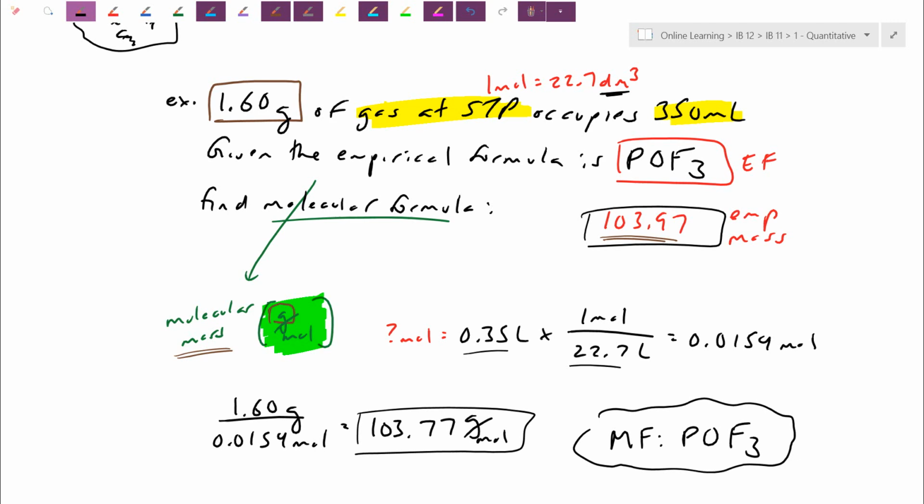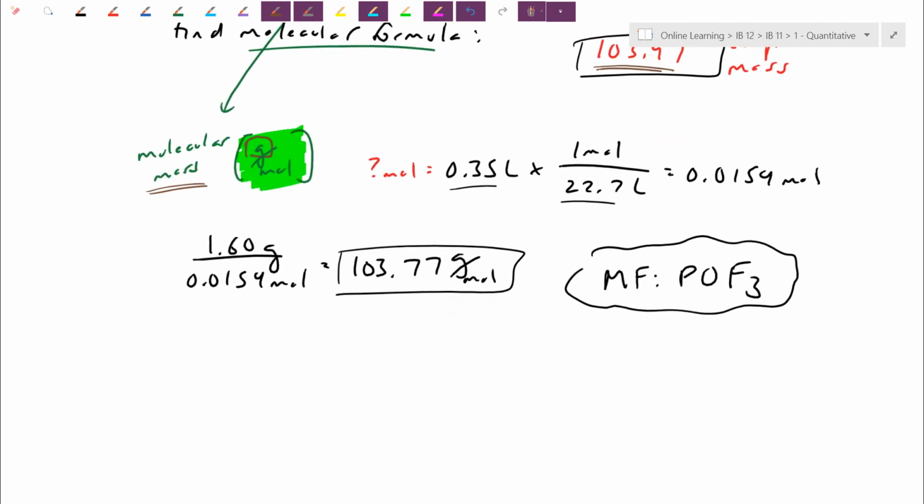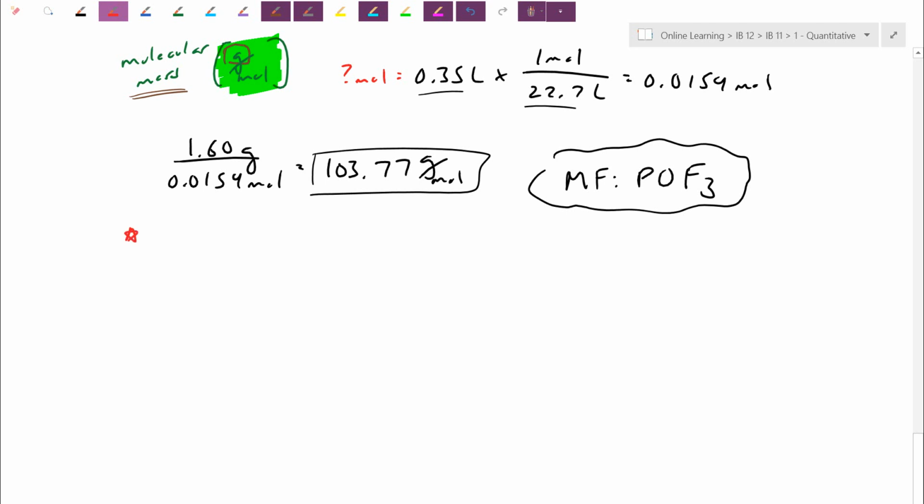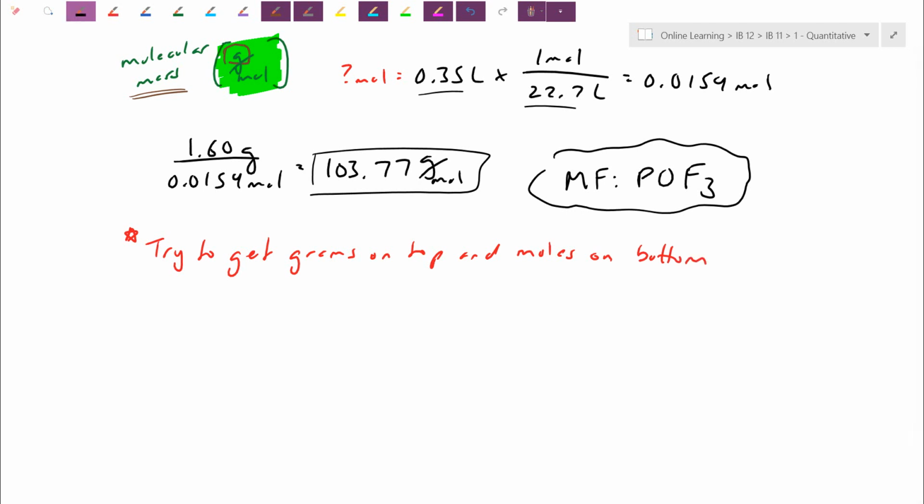Right. I'm going to show you one other way of just showing this work here. Again, our hint, I'm just going to write this down in words for you. Try to get grams on top and moles on bottom. That's the only thing that remains consistent as we go through here. I could have actually done this work here all in one step.